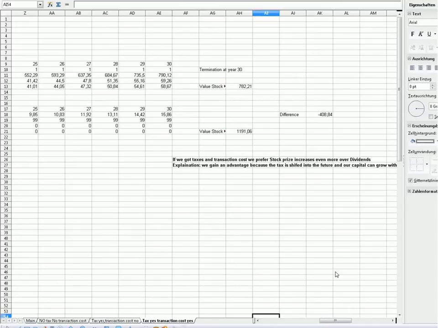Again, the dividend stock suffers more from the inclusion of transaction cost than the growth stock. We again have the advantage from the tax shifted into the future, and in addition to that we also have to pay lower transaction cost because we only pay transaction cost 2 times, at the end and at the start of our investment. For the dividend stock, we got additional cost in between when we reinvest our dividends.